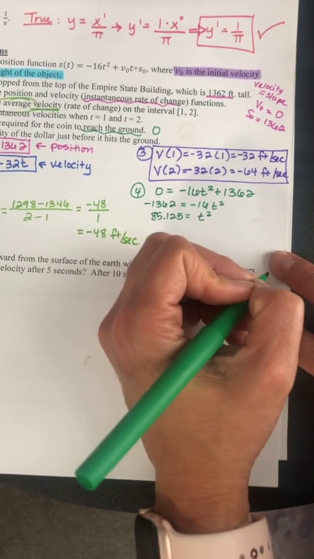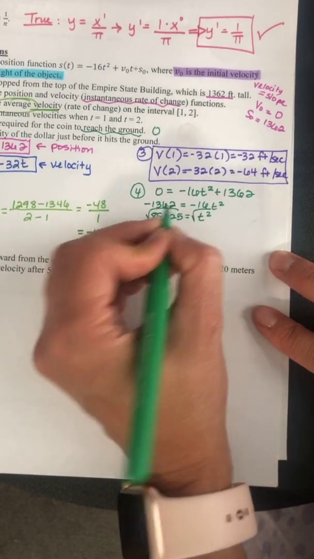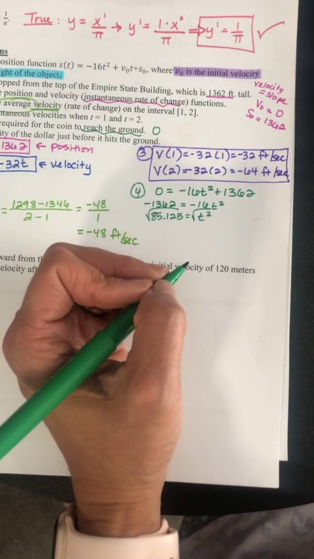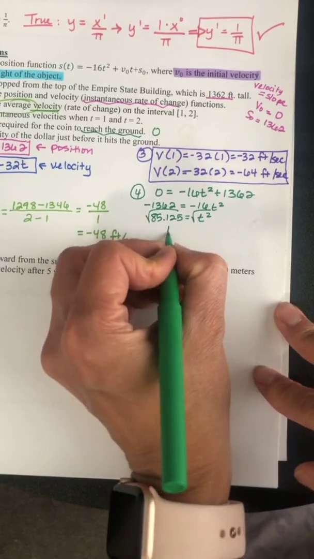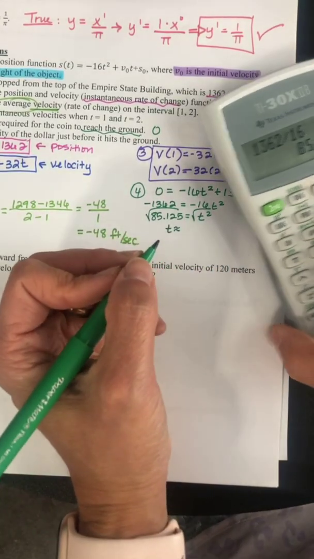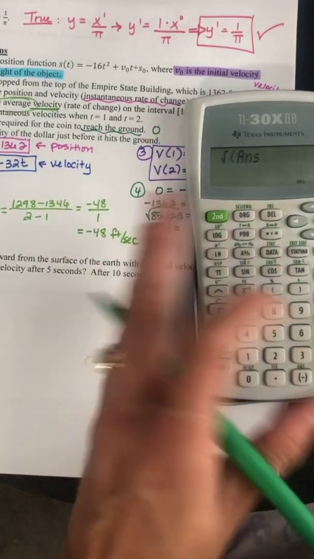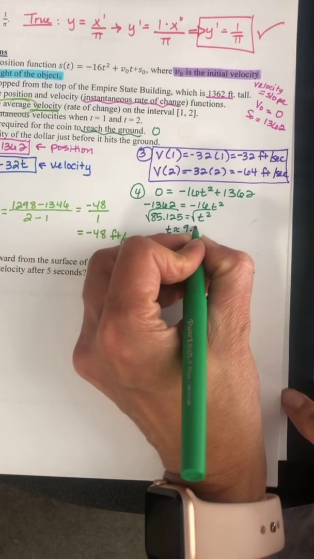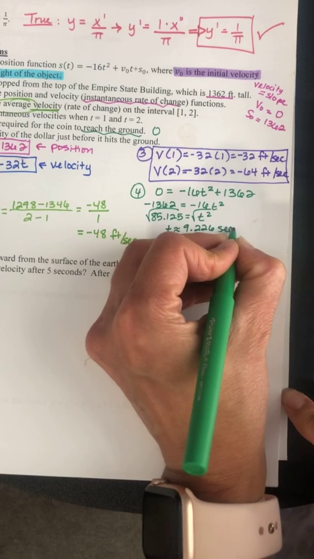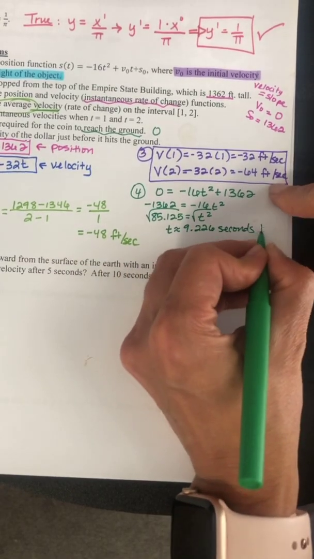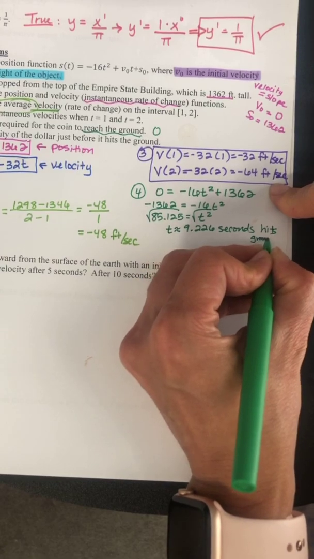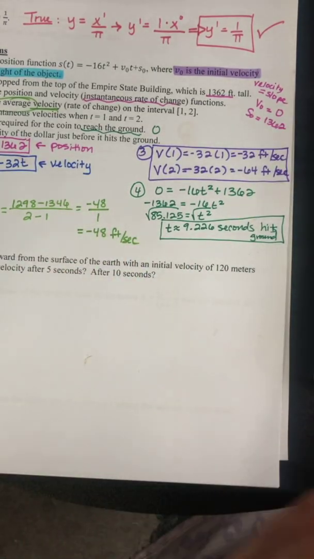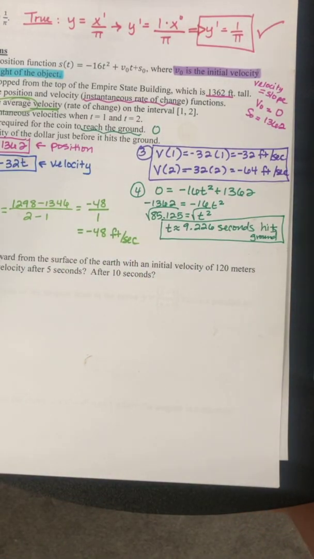Equals t squared. And then we have to take a square root. Now, yes, we are solving for a variable and we're taking a square root, and so we would get a positive value and a negative value, but time doesn't make sense to be negative. So we only care about the positive version. The square root of 85.125 is 9.226. So 9.226 seconds when it hits the ground. Like I said, it's not going to take minutes. It's going to take a matter of seconds for that coin to hit the ground.